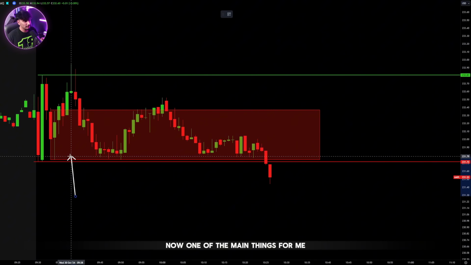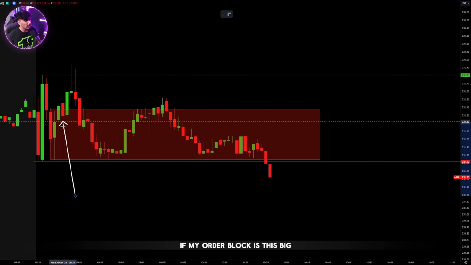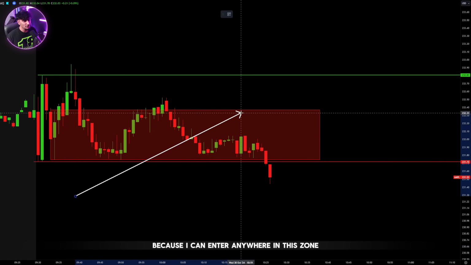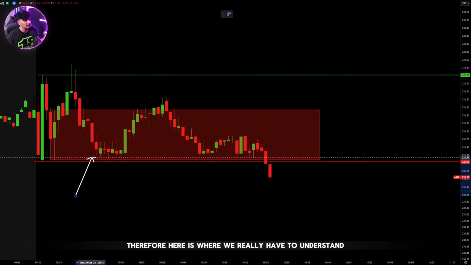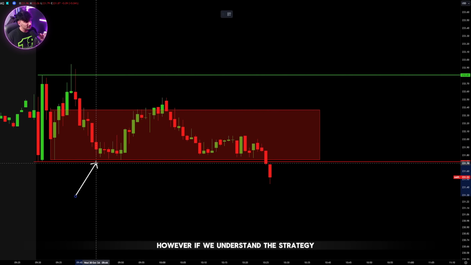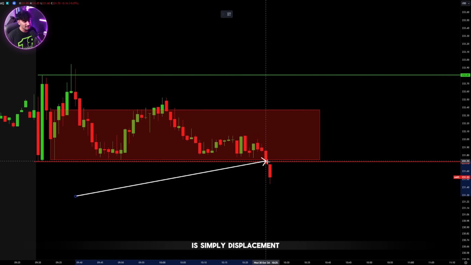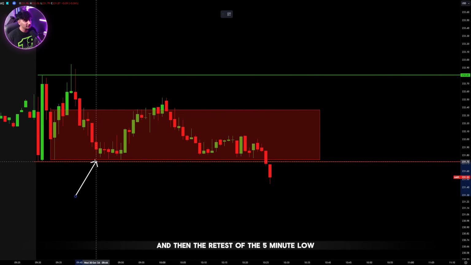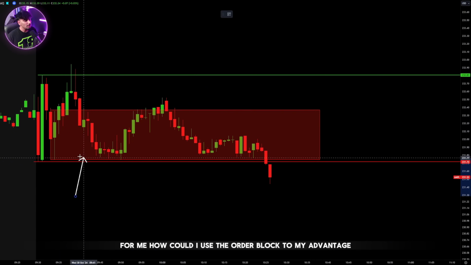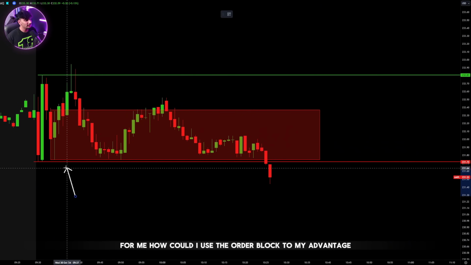Now, one of the main things for me whenever I draw out order blocks is for a little bit more precision and just to visualize the entry. However, I am not getting precision if my order block is this big because I can enter anywhere in this zone. Therefore, here is where we really have to understand the 5-minute range retest setup. If you don't understand the 5-minute range strategy, make sure to watch that after this video. However, if we understand the strategy, then we know what we're looking for is simply displacement and then the retest of the 5-minute low. For me, how could I use the order block to my advantage?